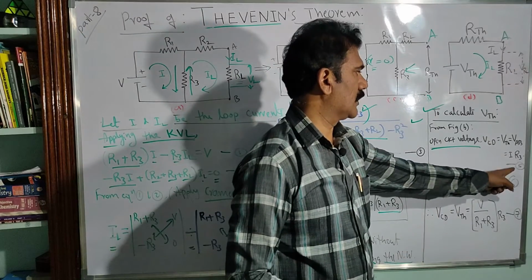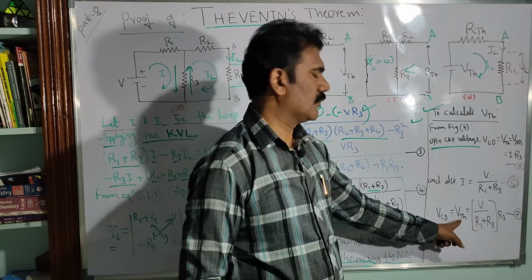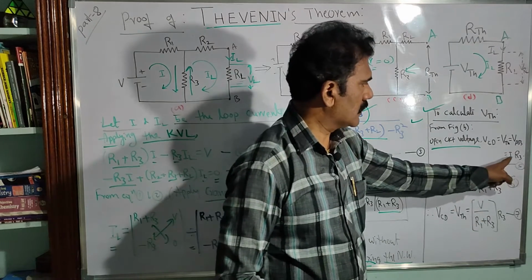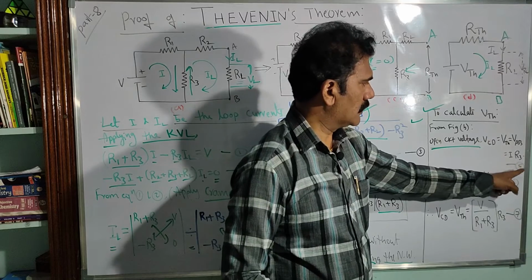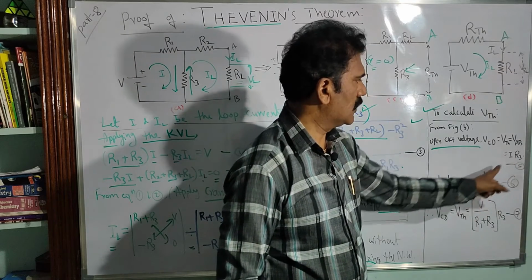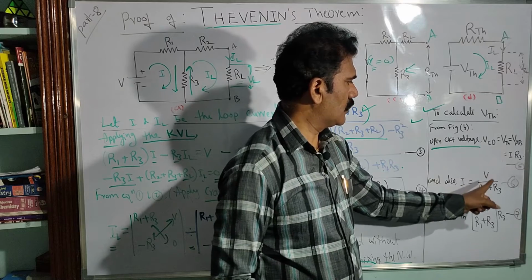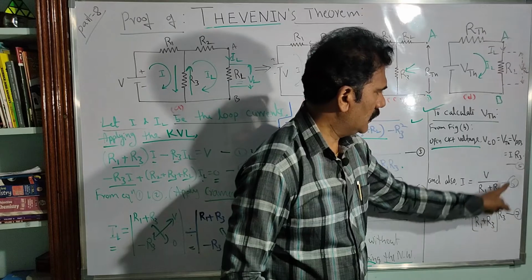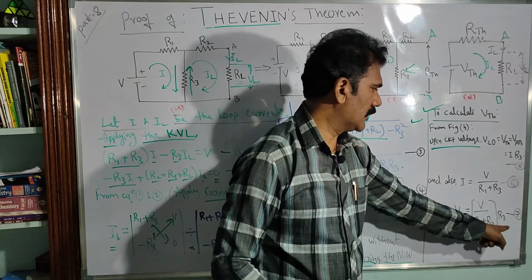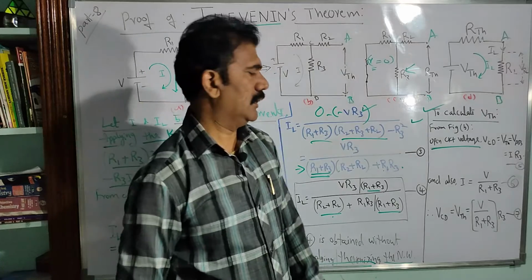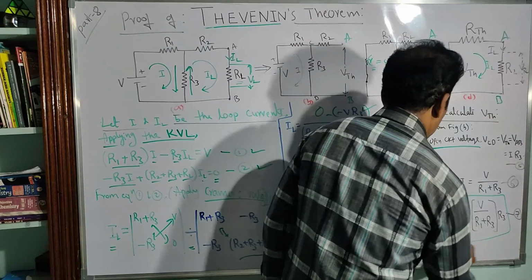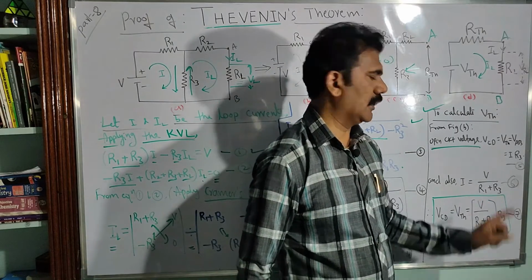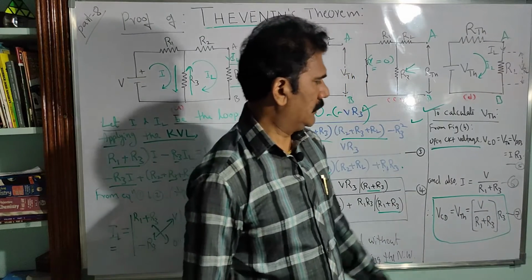Now in the above equation, VCD is also equal to VTH, that is what is required here. Thevenin's voltage is equal to, in place of I. In equation 5 we have I, so substitute I as V divided by R1 plus R3. So we get V by R1 plus R3 into R3 in equation 5. So finally, the equation for Thevenin's voltage, VTH, is equal to V by R1 plus R3 into R3, which is equation 7.